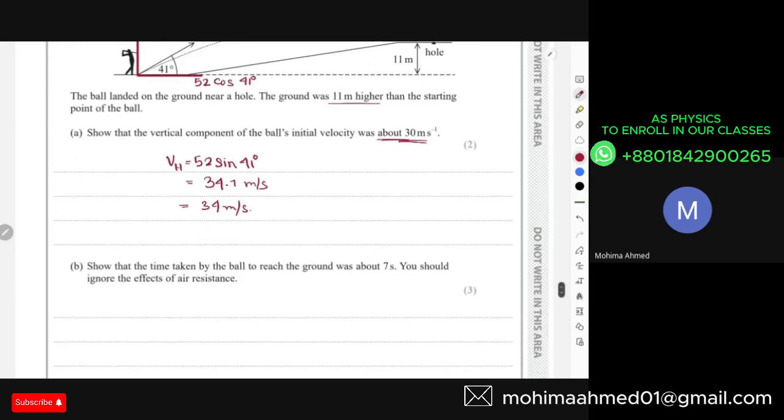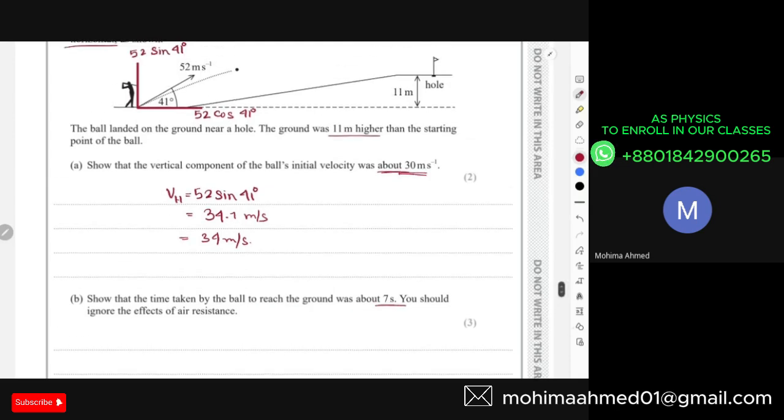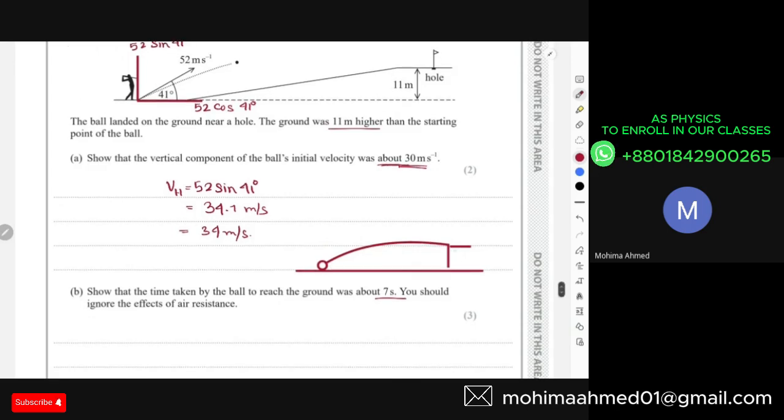Okay, then after this, it says show that the time taken by the ball to reach the ground was 7 seconds. You should obviously ignore the effects of air resistance. If I draw a very simple diagram of this entire journey, this is how the diagram looks. Over here, the object actually travels 11 meters above the ground. That's why the object will hit this hole 11 meters above the ground, right? So this is the distance traveled. This is the maximum point of the ball where it eventually comes to zero.